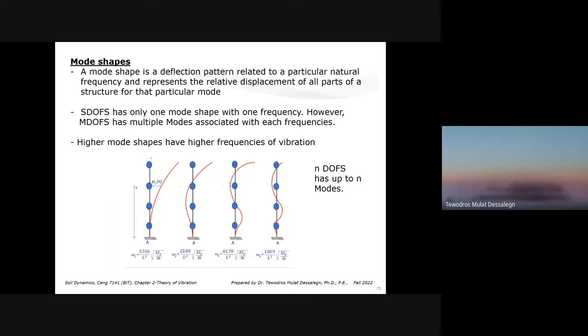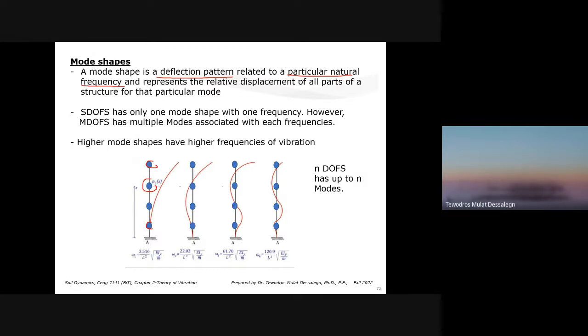A pile foundation, you can assume it as a single degree of freedom system or a multi-degree of freedom system. In this case, let's assume it's a 4 degree of freedom system. We divided the masses into 4. Now we have 4 springs and 4 dampers, one for each. So this is a multi-degree of freedom system. A mode shape is a deflection pattern related to a particular natural frequency.